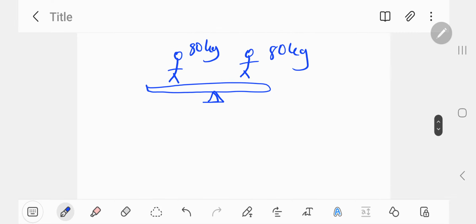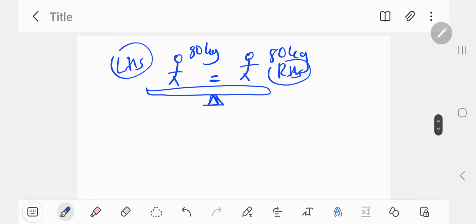That's what the middle bit is all about here. Equals, right? So I'm on the left-hand side, LHS, and someone else is on the right-hand side, RHS. Let's do some more examples.